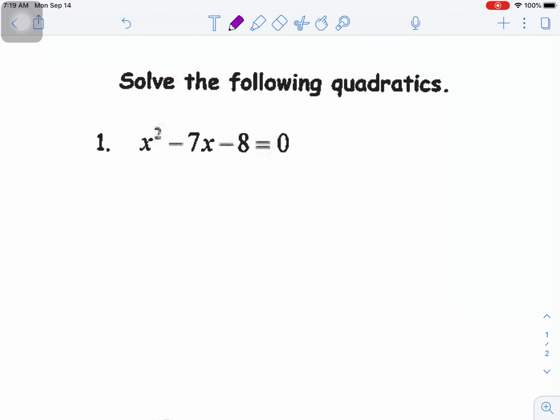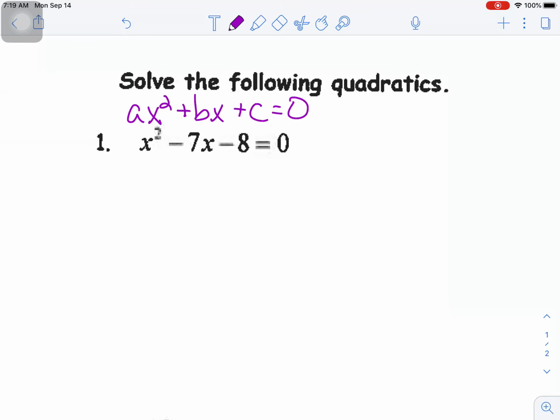This is written in standard form. As a reminder, standard form is ax squared plus bx plus c is equal to 0. And as long as a is not equal to 0, you have a quadratic written in standard form. In standard form, I look for one of two things. First thing I look to see is, can I factor it?